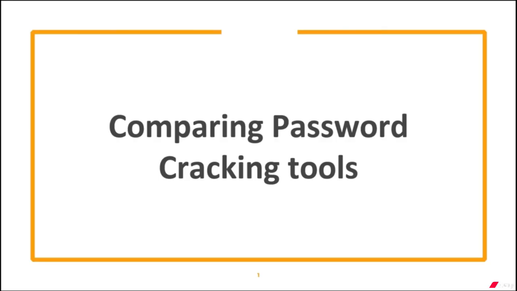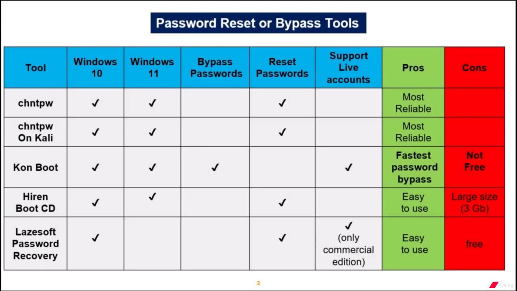Now let's compare some password cracking tools. We have studied different tools for resetting and bypassing passwords. CHNTPW is a free utility that is the most reliable, and it also comes pre-built in Kali Linux. Now Conboot is the fastest utility that can bypass passwords, but it is not free. Iron Boot CD is free and easy to use, but it comes in a large size, more than 3 GBs. Whereas Lazesoft password recovery only works on Windows 10.